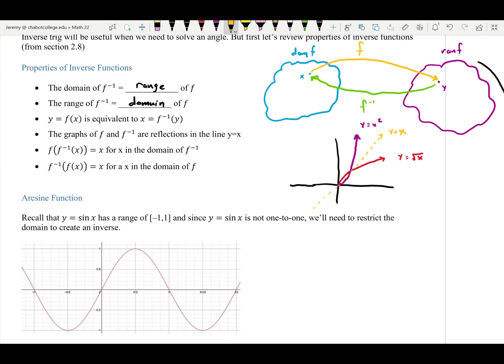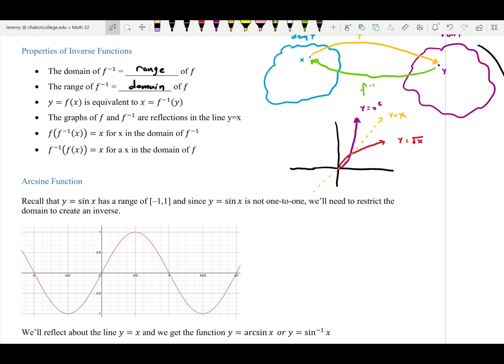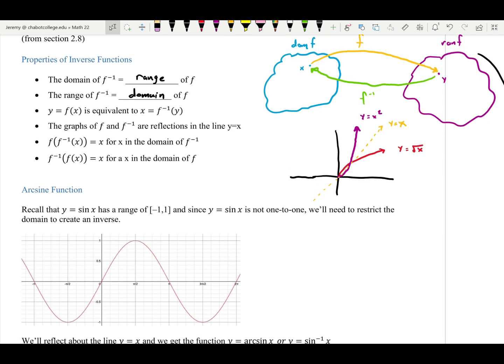Okay, this will be true for any pair of functions that are inverses of each other. And the last two properties kind of come together. f of f inverse of x is just equal to x. So if we compose f and f inverse, it's going to act like the identity function. The same thing will happen if we do f inverse of f of x.